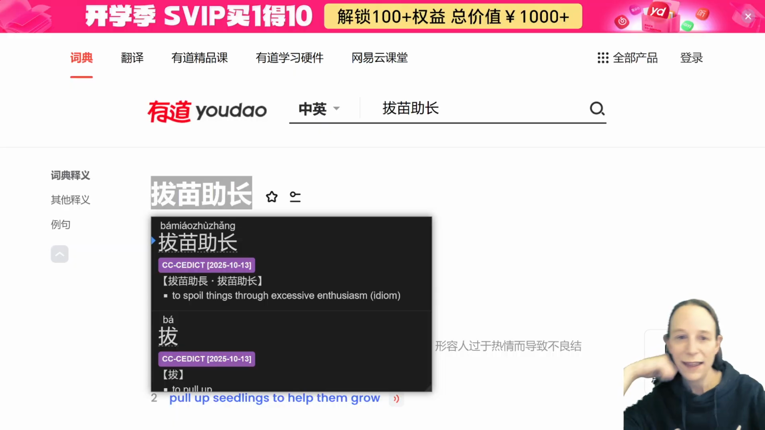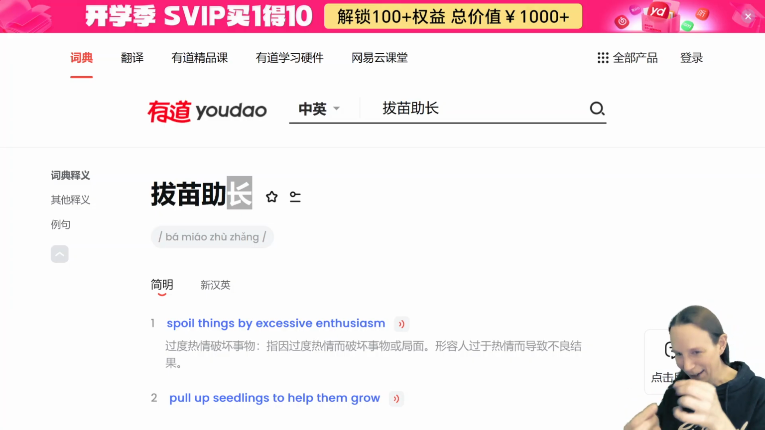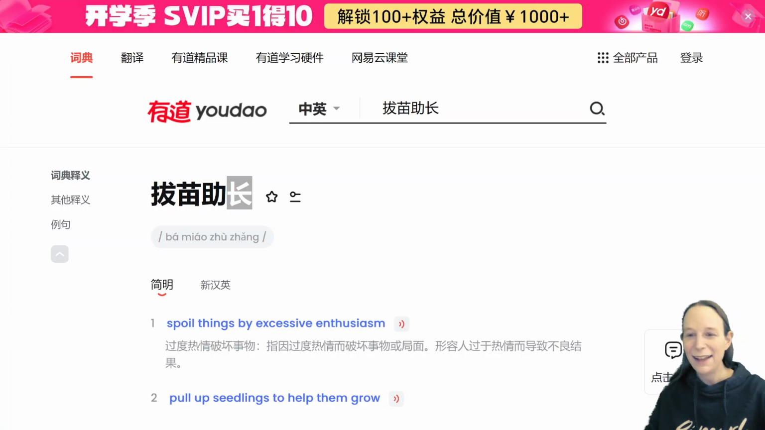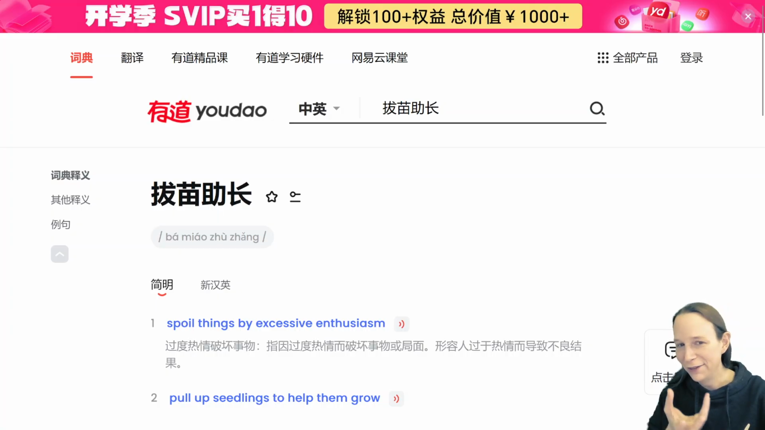Yeah. So you want the sprouts to grow quickly. So what you're doing is like pulling them out of the ground. It's like, oh, they grow faster. Of course, it kills the sprouts. Yeah, and you kind of defeat your own purpose. So pull sprouts, help grow. 拔苗助长.